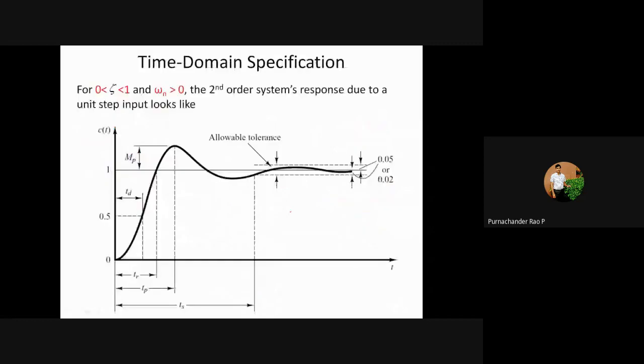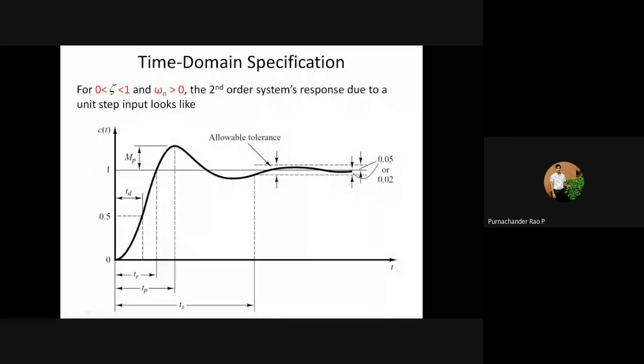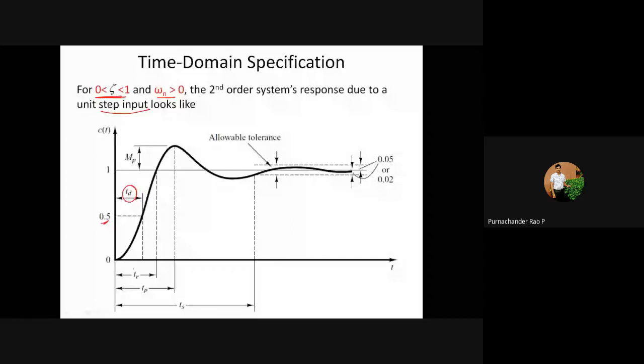So this is the response we'll get for any second order system for the underdamped case. Underdamped means your zeta will be varying between 0 to 1 and omega n is greater than 0. This is due to the step input. These are the time domain specifications. One is the delay time, which is the time taken by the response to reach 50% of its final value. The rise time is defined as the time taken by the response to reach 100% for the very first time. For an overdamped case, it varies between 10% to 90%.